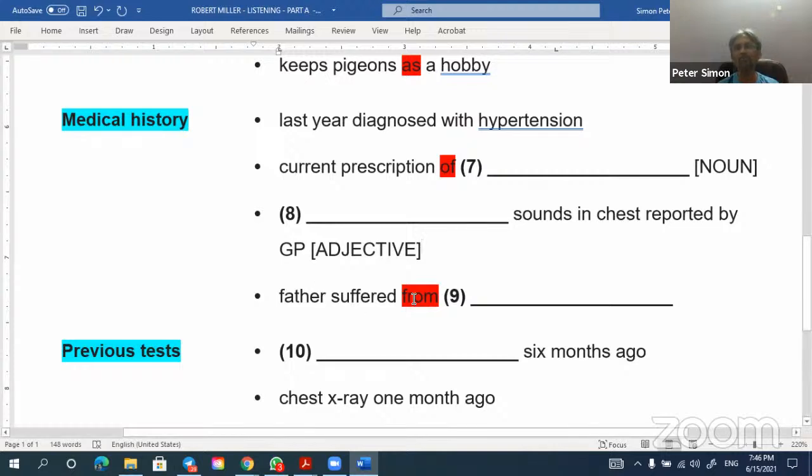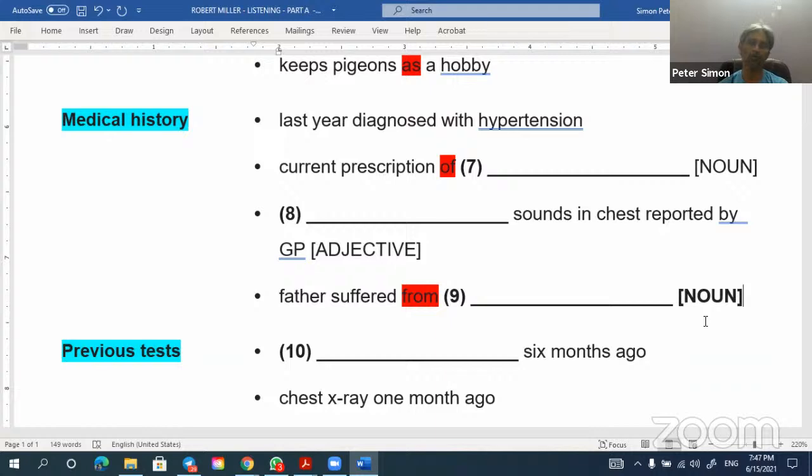Father suffered from something. Don't worry, I can push anyone down or up. That's why I brought it to word format. I can push it down, I can do anything, don't worry.